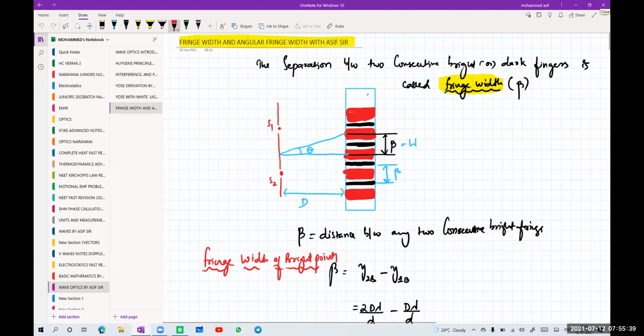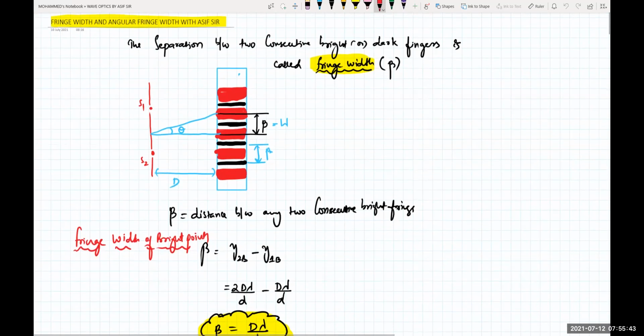Fringe width and angular position. Fringe width is the separation between two consecutive bright and consecutive dark fringes. Fringes means the pattern which has been forming, called bright fringes or bright points. Like this is one bright point and this is one bright point. So the distance between these two bright points is known as a fringe width, represented by beta.